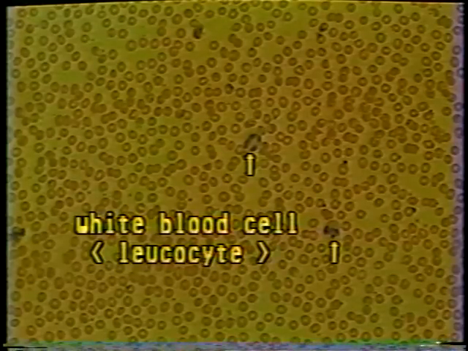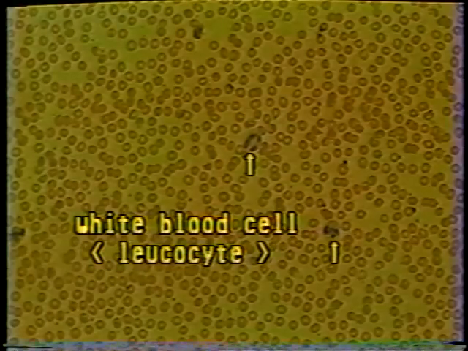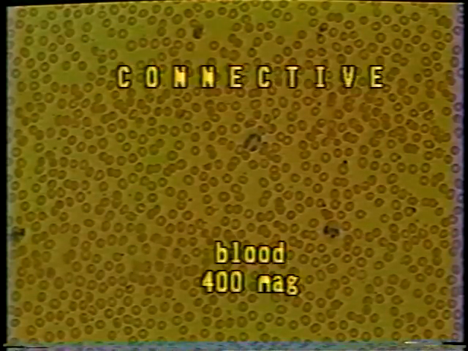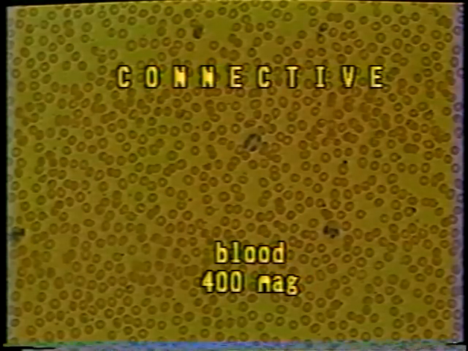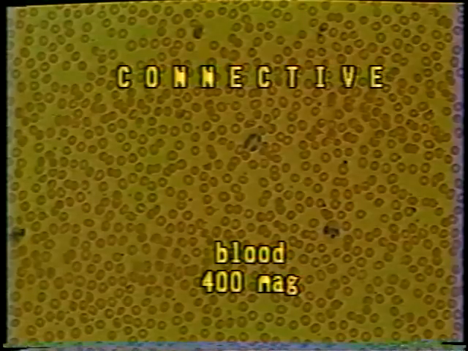The white blood cells, or leukocytes, are the least numerous of the blood cells. They look blue or purple to you because they have been stained. They would otherwise not be visible to the eye. The functions of leukocytes include fighting infection and aiding in tissue repair.